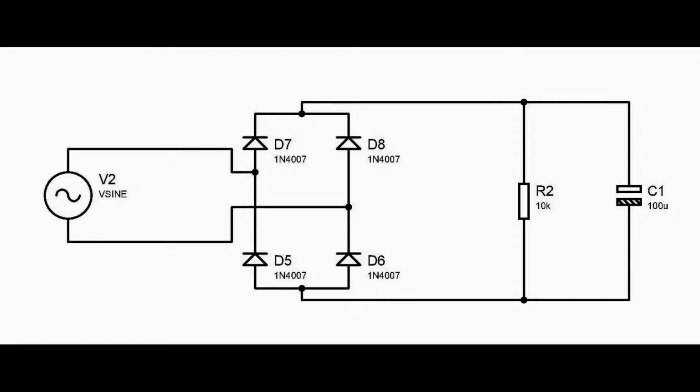Hi there. Welcome back. Today we are simulating a full wave bridge rectifier. It's an analog circuit which is widely used in electronics. This is an important circuit which is used to convert AC signal to DC. This is one of the basic, simplest circuits.